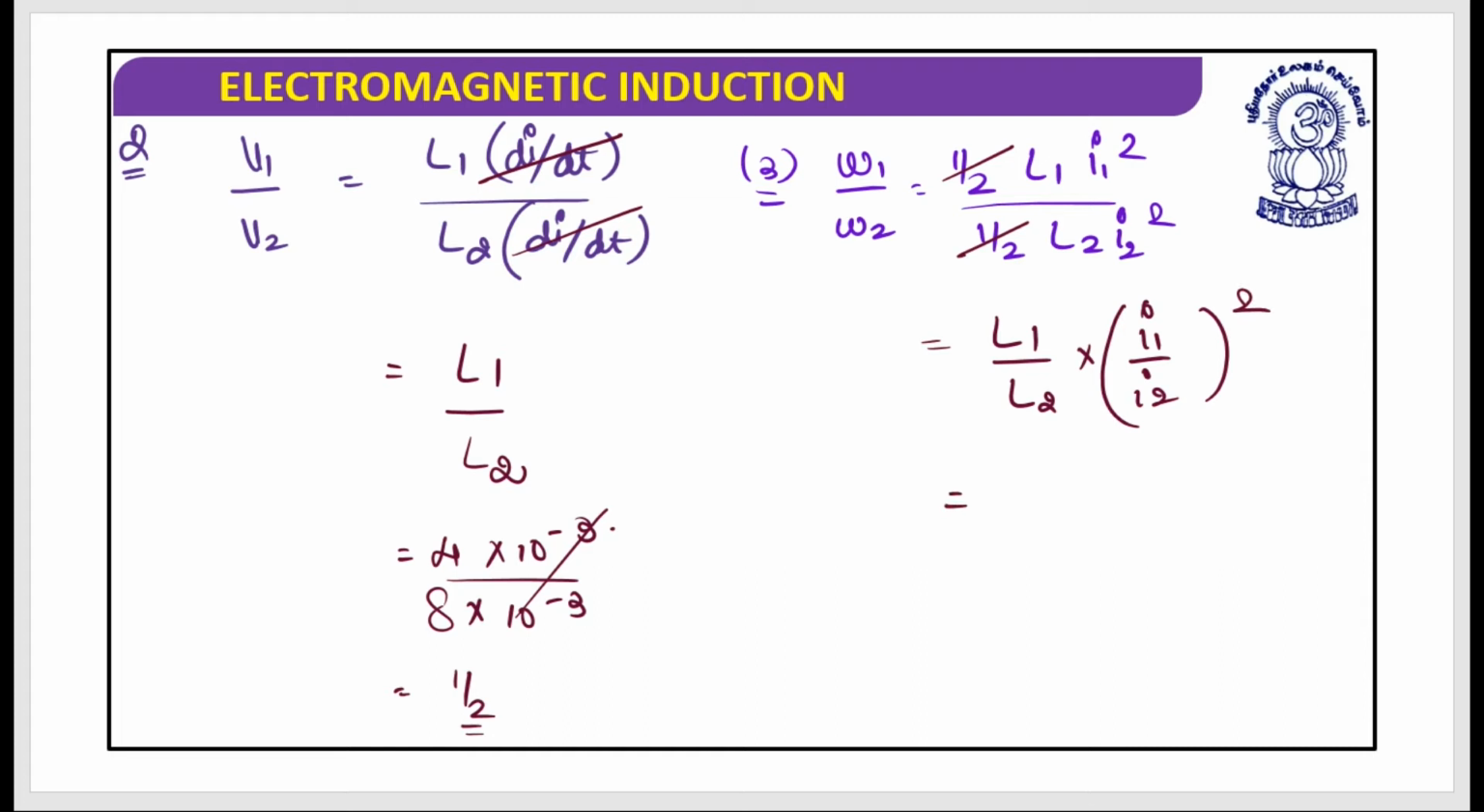So L1 is to L2 is 4 is to 8, multiplied by I2 is to I1, which is 2 square. So this is 4 into 4 divided by 8. It's 4 twos and 2 twos. So this is equal to 2, with no units left. I hope this is clear.